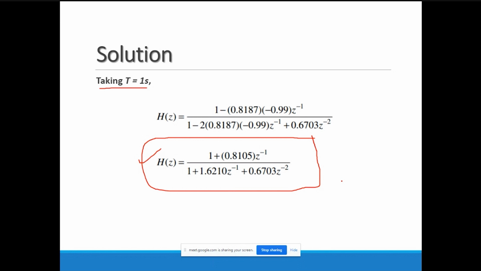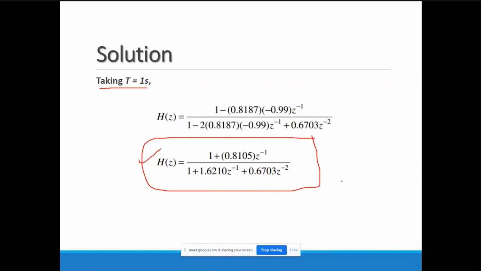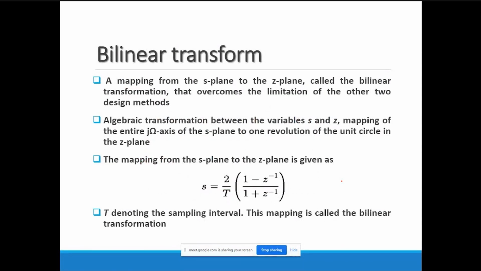First one is the approximate derivative method. Second is this impulse invariance method. Now we go for the third method, that is bilinear transformation. So just note down this title, bilinear transformation. This is again a mapping from the S plane to Z plane called the bilinear transformation.